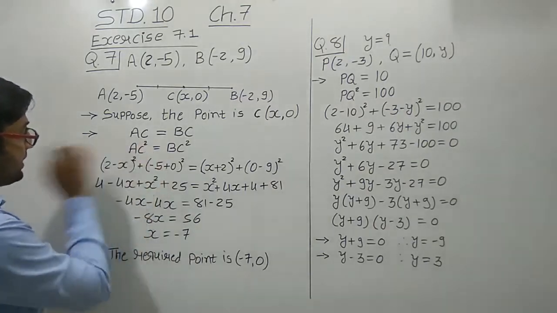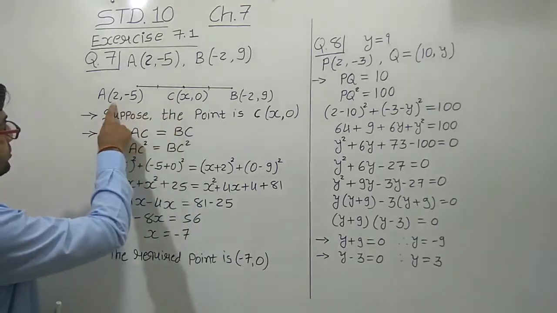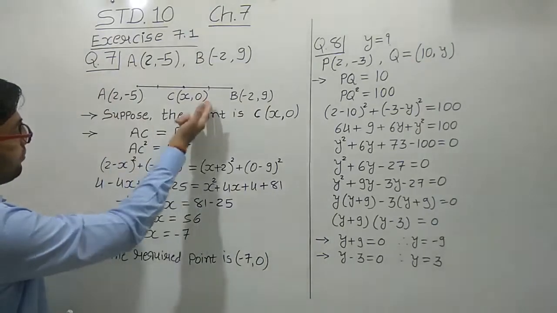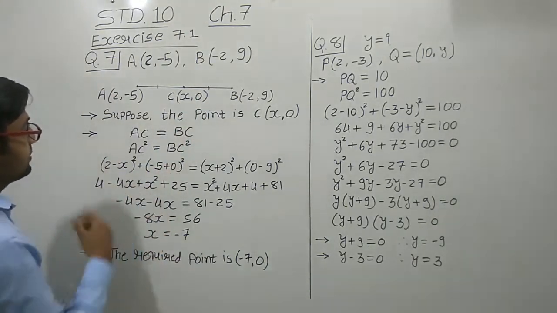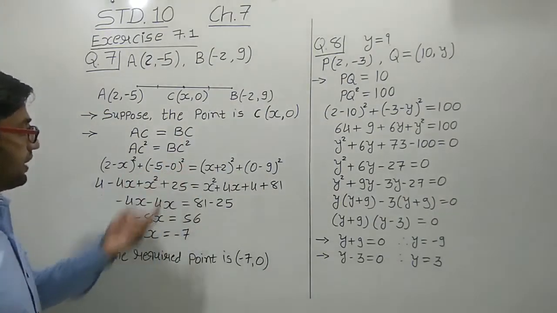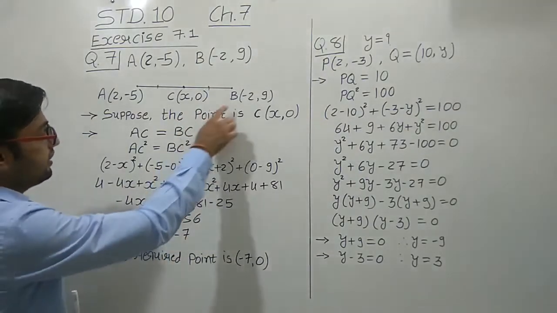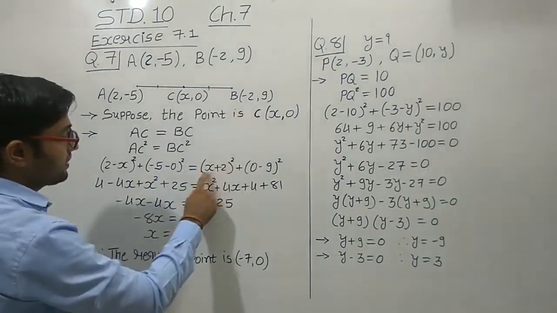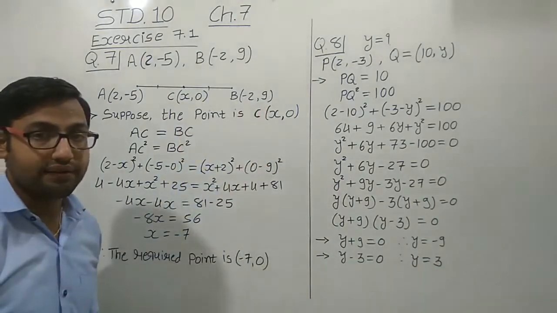So what is AC square? See, A is this point, C is this point. So x1 minus x2, that is (2 minus x) whole square plus (-5 minus 0) whole square, because it is 0, there is nothing to do with the 0. So (2 - x)^2 + (-5 - 0)^2 is equal to BC square. So B is this and C is this, so again we can take (x + 2) whole square plus (0 - 9) whole square.